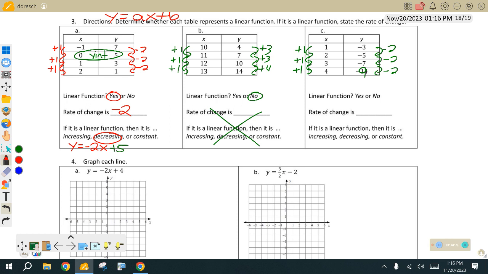Okay. So I fixed that for us so we can get ourselves a linear function, don't we? And the rate of change is? And what are we doing? Decreasing. Okay, let's write our equation again. Can't stress that to you enough. Y equals ax plus b. The rate of change we found, that's the slope.